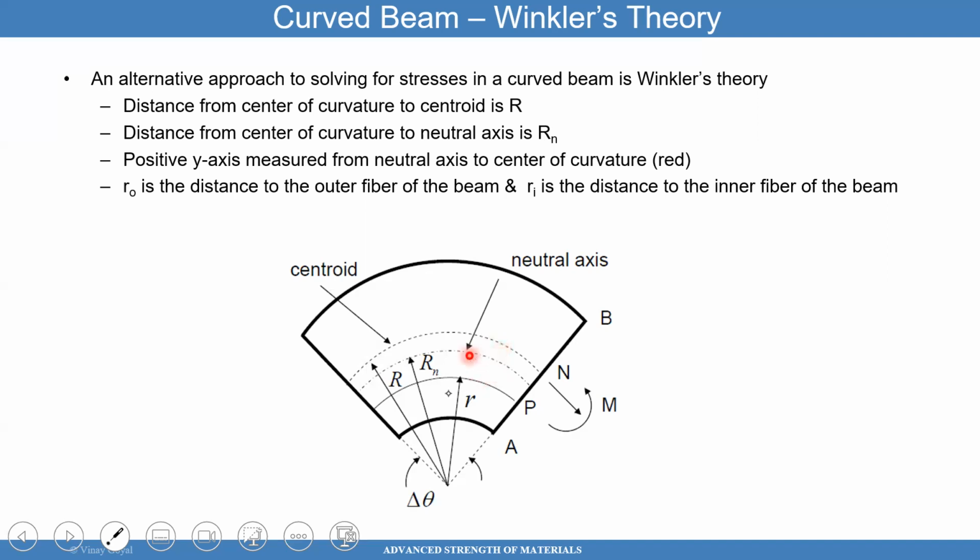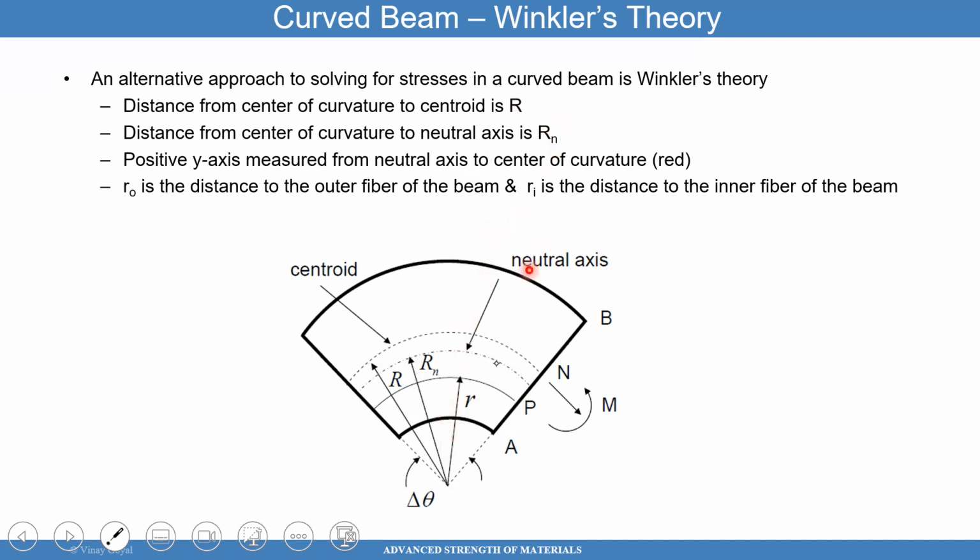In this case, you can see that the neutral axis may not be coincident with the centroidal axis. The centroidal axis is a geometric property, while the neutral axis is related to the fact that at that location, there are no hoop stresses. The distance from the center of curvature to the centroidal axis is R, big R. The distance from the center to the neutral axis is Rn. And we're always measuring positive y going outwards.